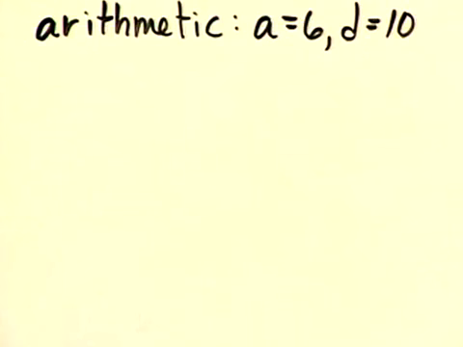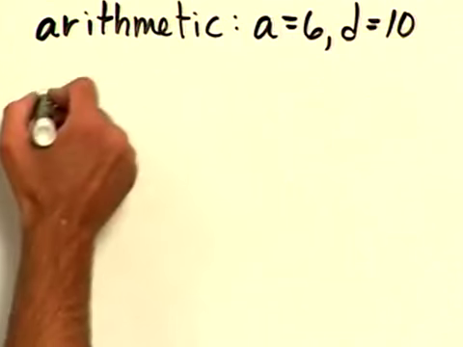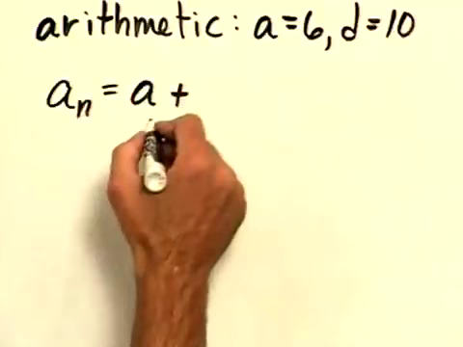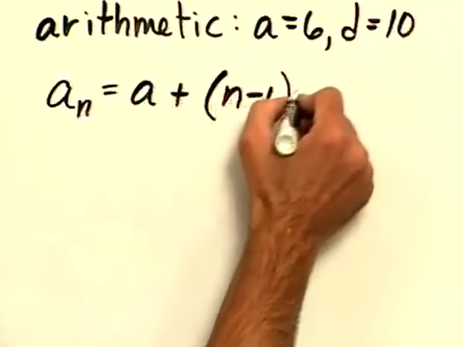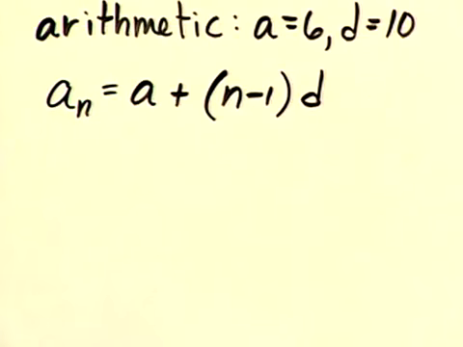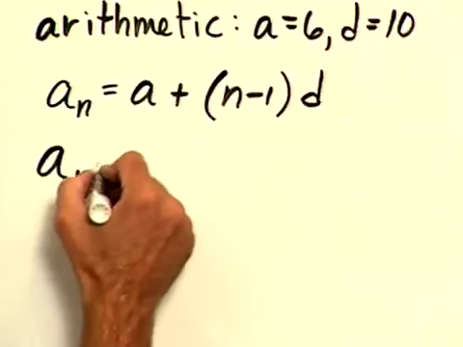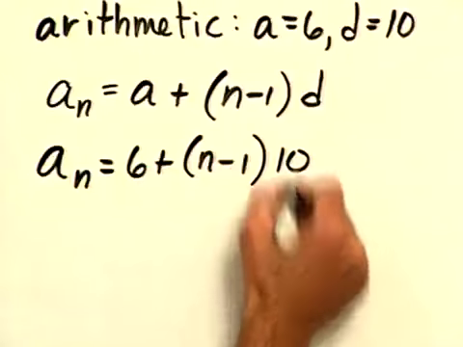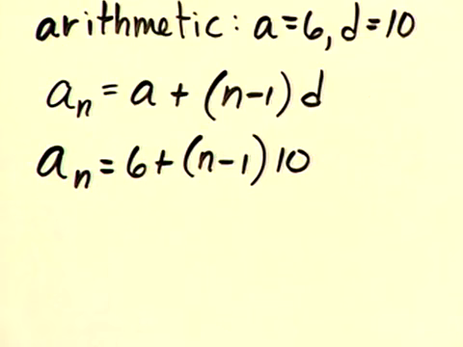To write a formula for the nth term of the indicated sequence, we will use the formula a sub n is equal to a plus the quantity of n minus 1 times d, where a is the first term in the sequence and d is the common difference. Now, if we plug our known values in for a and d, we will have a sub n is equal to 6 plus n minus 1 times 10. So this here is the formula for the nth term of this sequence.